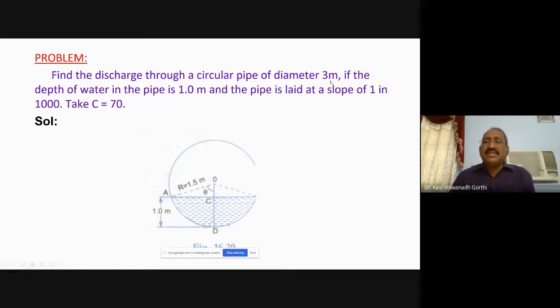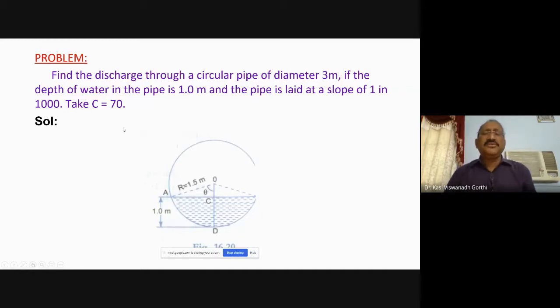The diameter of the pipe in this case is given to be 3 meters, and the depth of water in the pipe is only 1 meter. It is not up to the center also, it is below. So Y is 1 meter, whereas D is 3 meters. So the radius of the pipe is 1.5. So OC in this case becomes 1.5 minus 1 meters. The slope is given 1 in 1000. Chezy's coefficient is given. You are required to find the discharge.